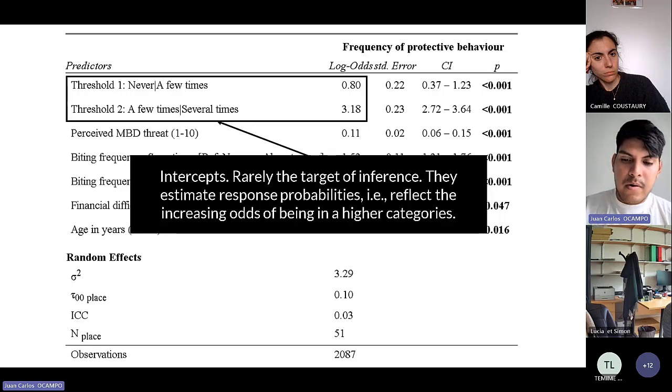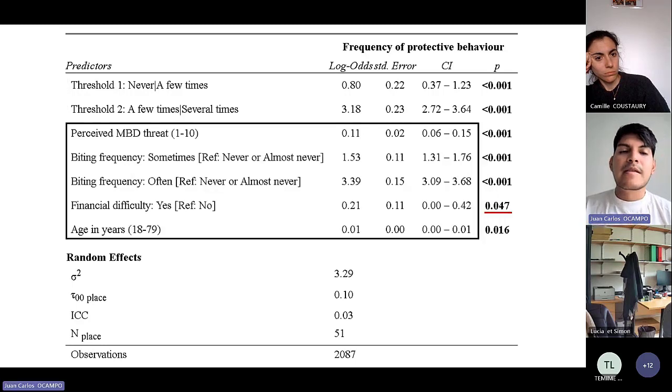We're not going to go deeper on this one because it would be more interesting in our predictors. Our predictors here are perceived MBD threat, which goes from 1 to 10 again, biting frequency, financial difficulty, and age. You can see that here we have some similarity to the count model. And I would point out that financial difficulty is just slightly below the p-value threshold, but that is still an interesting estimate that we got right there.